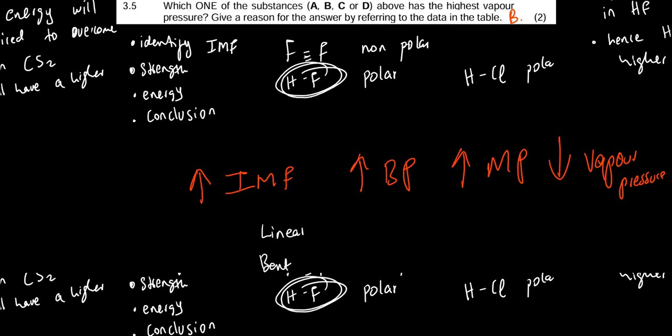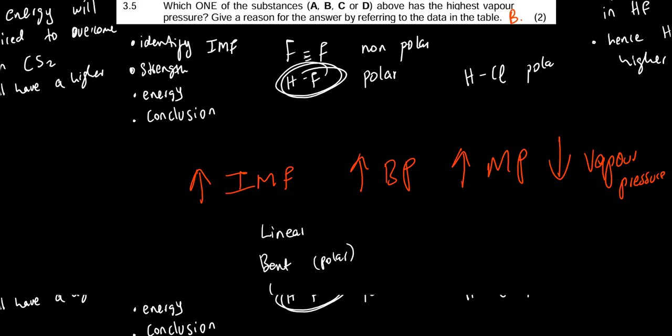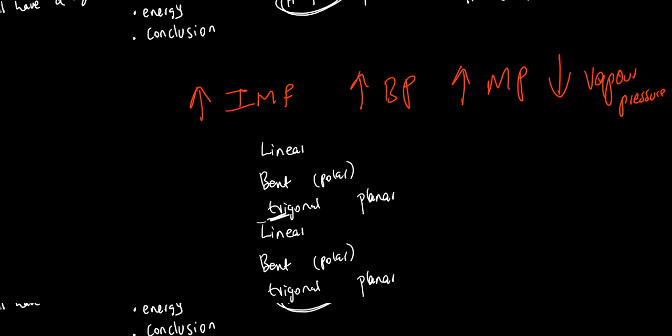And then bent, remember, all of them are polar molecules. And then you have trigonal planar. Trigonal planar is when you have three bonding pairs and zero lone pairs. For example, BF3, and it's going to be non-polar because it's an ideal shape. And then also trigonal pyramidal, whereby you have one lone pair and three bond pairs, for example NH3, so it's going to be polar.